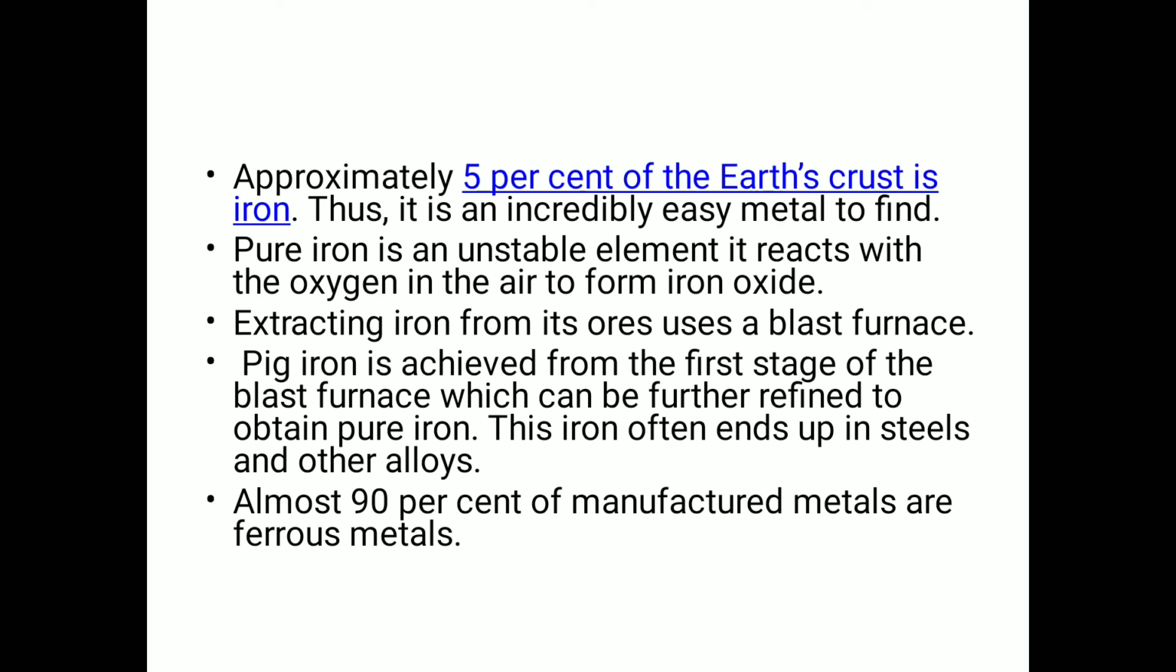Approximately 5% of the Earth's crust is iron, thus it is an incredibly easy metal to find. Pure iron is an unstable element. It reacts with oxygen in the air to form iron oxide. Extracting iron from its ore uses a blast furnace. Pig iron is obtained from the first stage of the blast furnace, which can be further refined to obtain pure iron. This iron often ends up in steel and other alloys. Almost 90% of the manufactured metals are ferrous metals.